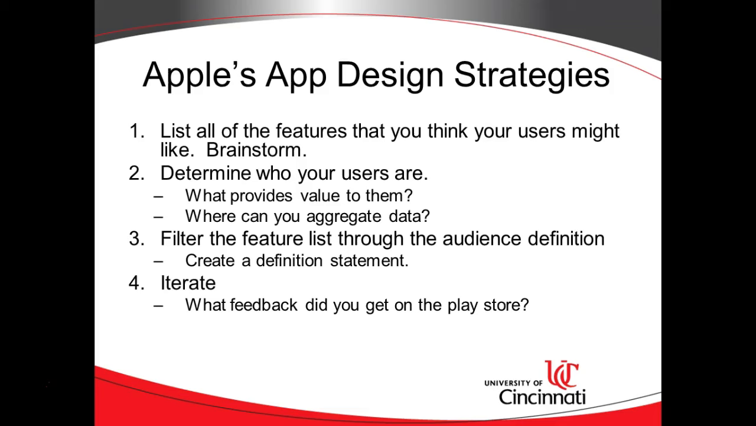And then the fourth step is iterate. So in other words, start over, do it again. What features are being used? Maybe we want to emphasize those. What features are not being used? Maybe we want to de-emphasize those features. And what technical advancements have happened?